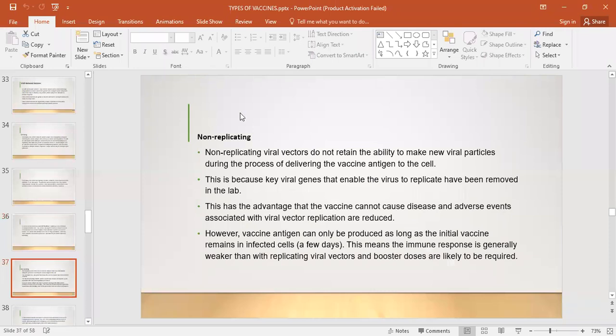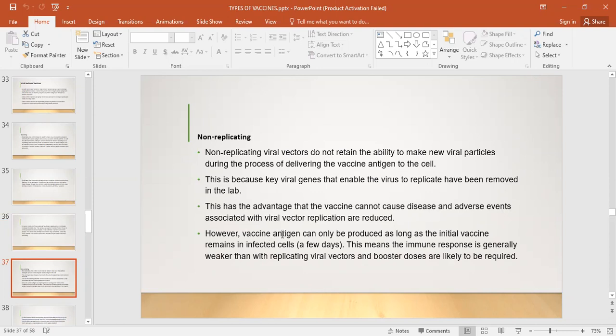Now comes the non-replicating. Non-replicating viral vectors do not retain the ability to make new viral particles during the process of delivering the vaccine antigen to the cell. This is because key viral genes that enable the virus to replicate have been removed in the lab. This has the advantage that the vaccine cannot cause disease and adverse events associated with viral vector replication are reduced.